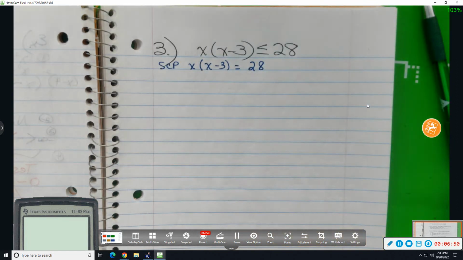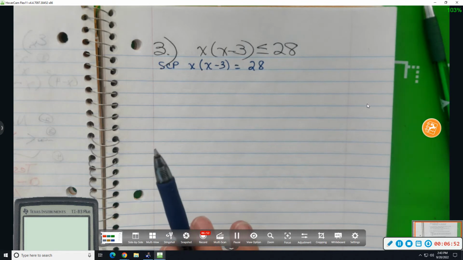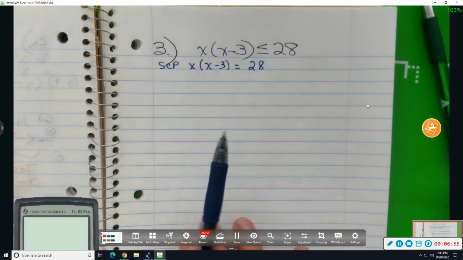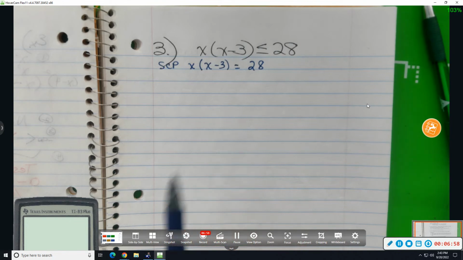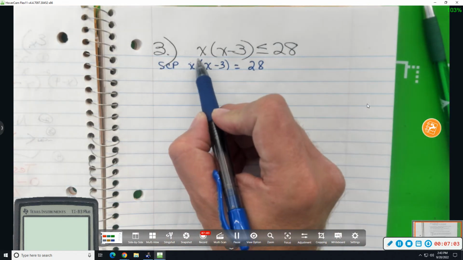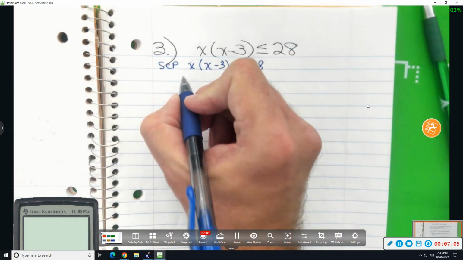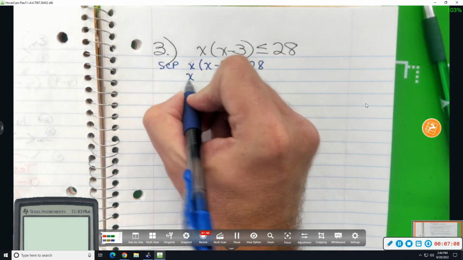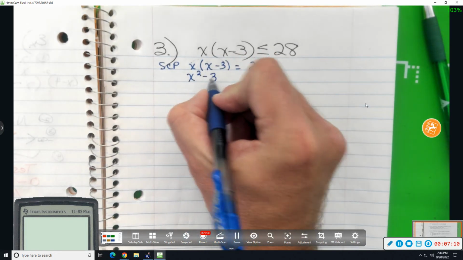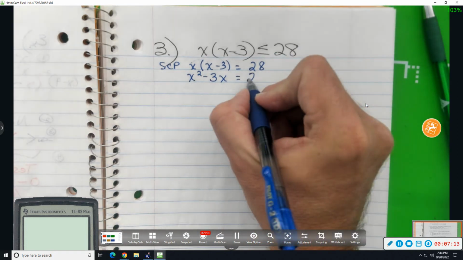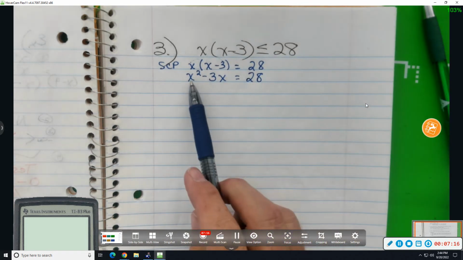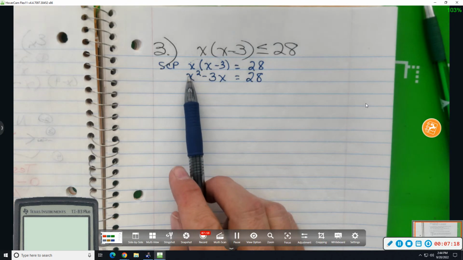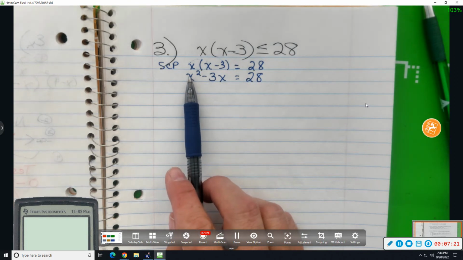And at first glance, you might not think this is a quadratic equation, but yes, it is. That's why I wanted to do problem number 3, because I'm not sure that there's been any that have popped up like this. If I distribute the x squared, we'd have an x squared minus 3x. Now, does it look like a quadratic equation?